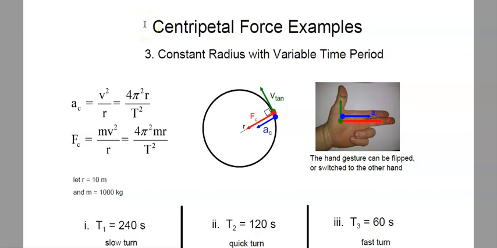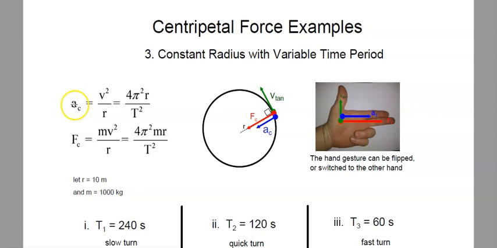Today we'll be looking at the centripetal force example of a constant radius with a variable time period. So we'll be using the equations for acceleration, 4 pi squared r over t squared, and for force, 4 pi squared mr over t squared. We're going to hold everything constant and vary t and see how that affects the centripetal force and the centripetal acceleration respectively.